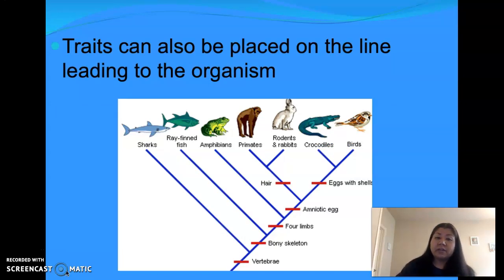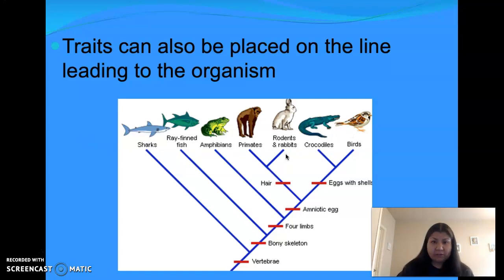All right, so traits can also be placed on the line that leads to the organism. So if I look right here, this is another cladogram, going from sharks all the way to birds, and you could put whatever you want on these cladograms. If you just want to look at a cladogram of fish, it could be all fish, or a cladogram of plants, it could be all plants, kind of like a dichotomous key. So right here in the middle, I have primates and rodents and rabbits. If you recall, both of these are mammals, and that's what separates primates and rodents and rabbits from the rest of these organisms on this cladogram.